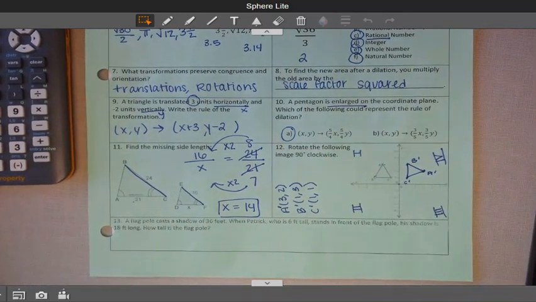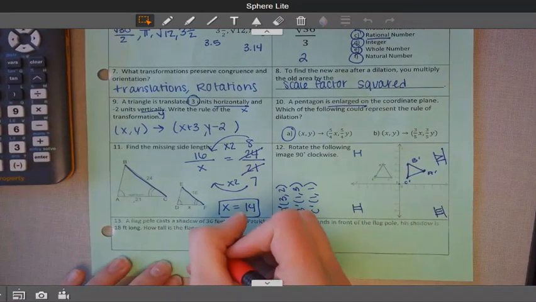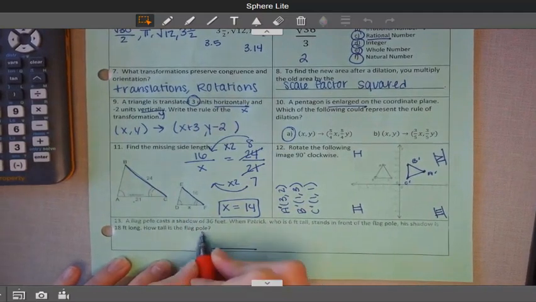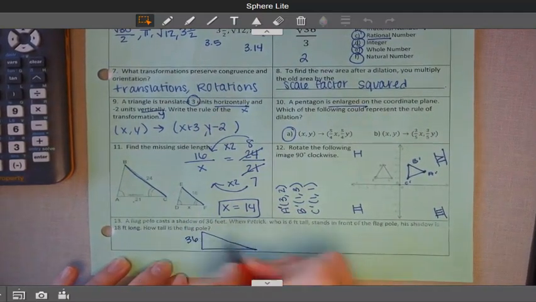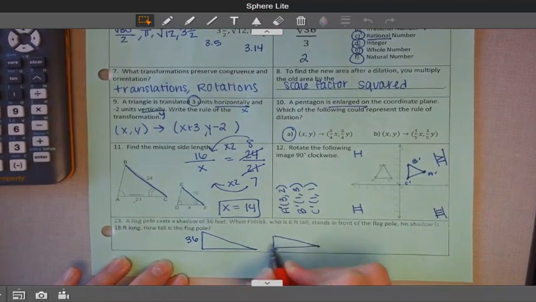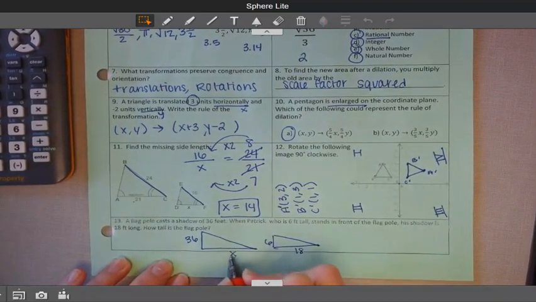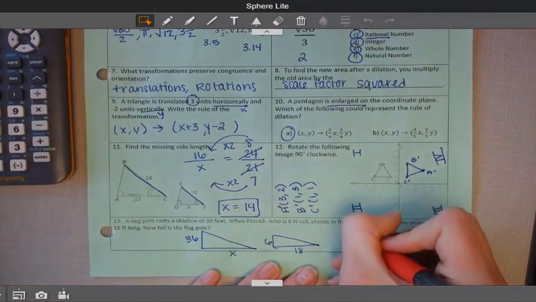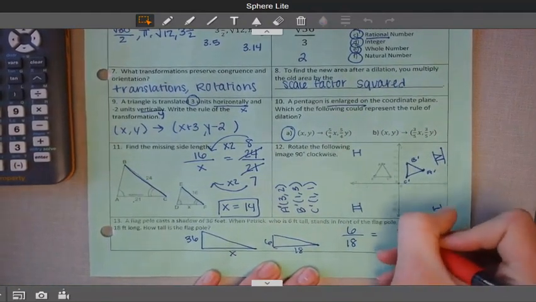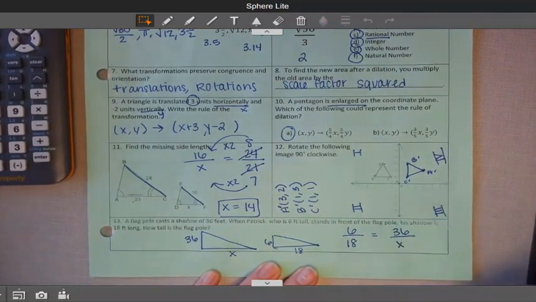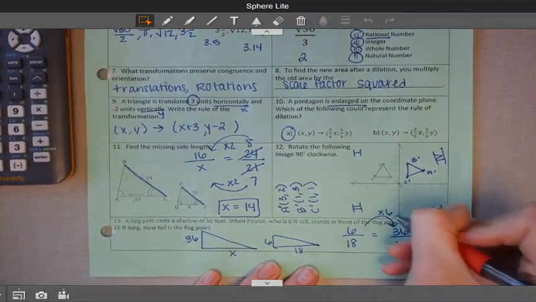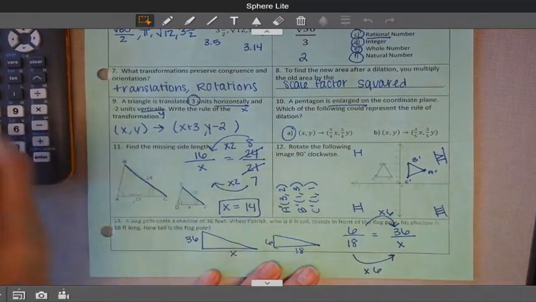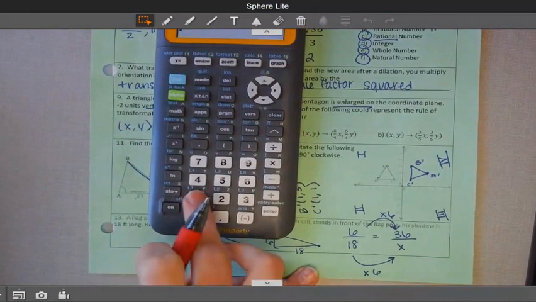Number 13, a flagpole casts a shadow of 36 feet. When Patrick, who is 6 feet tall, stands in front of the flagpole, his shadow is 18 feet long. How tall is the flagpole? Okay, so here we go. We have our flagpole casting a shadow. The flagpole's shadow is 36. We have Patrick, who is 6 feet. His shadow is 18. This must be x. So if I set up a proportion, Patrick is height to shadow. Then we have the flagpole's height to its shadow. Well, to go from 6 to 36, I multiply by 6. 18 times 6, I can enter that in the calculator.